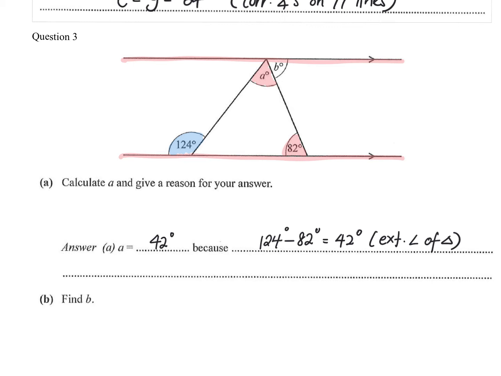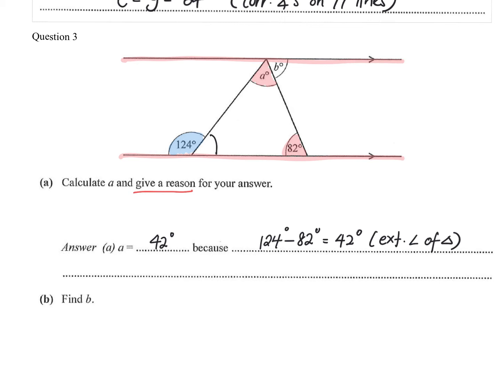Now, some of you may also write a longer method. If you do the longer method, you will need to do angle sum of triangle for this reason, and then you do 180 minus adjacent angles on a straight line. But that is technically not very accurate because the question actually says calculate A and give a reason. So they technically only want one particular reason to summarize your actions. The action that you're actually trying to show is the property on exterior angle of triangle.